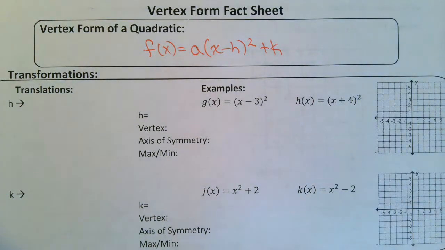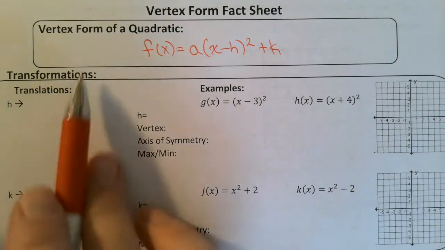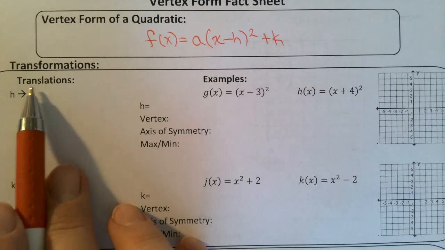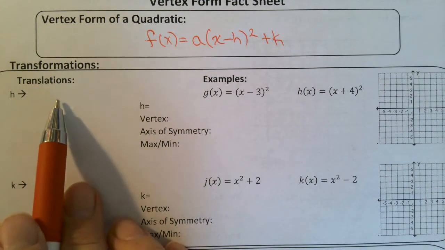Transformations is the general name. There's 4 of them. Translation, which is shifting it. There's dilations, making it bigger or smaller. There's reflections, and what's the last one? Rotations. So under transformations, first we're talking about translations, shifting it left, right, up, or down.